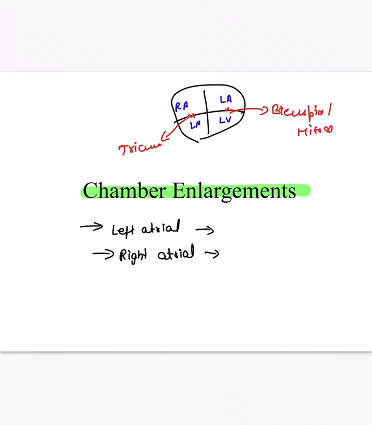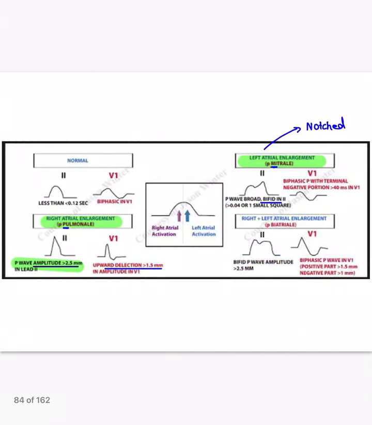So when we talk about left atrial enlargement, the name is P mitral. And if we talk about this side, here we have the pulmonary valve, so the name is P pulmonale. This is what we need to know. Remember, on the left side we have the mitral valve, that is left, so it is P mitral. On the right side we have the pulmonary valve, that is P pulmonale.